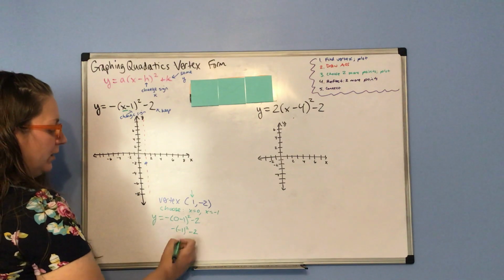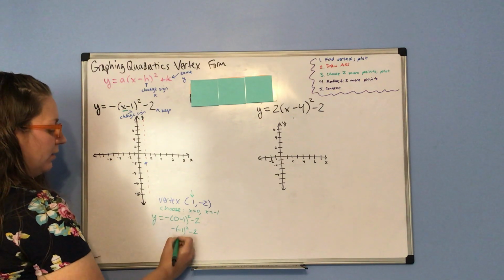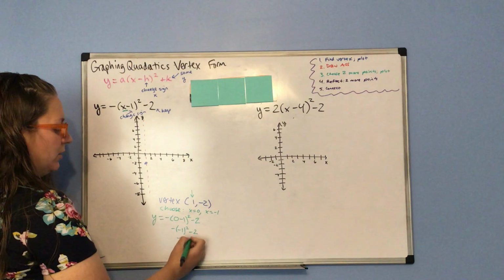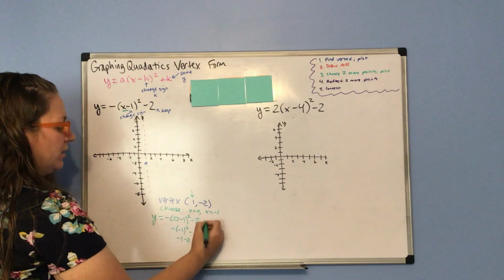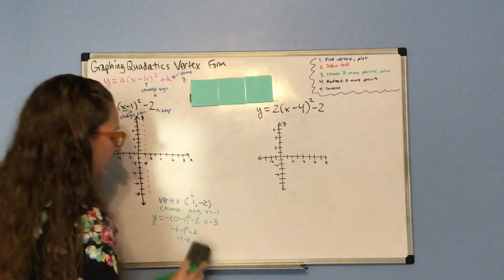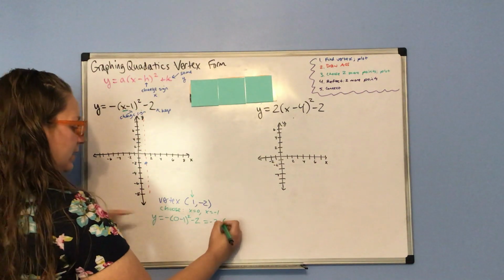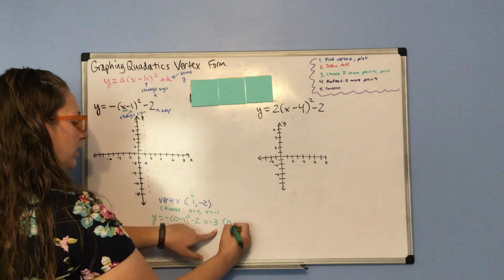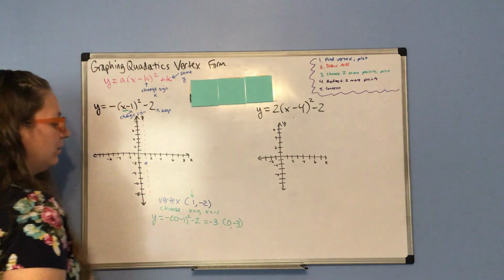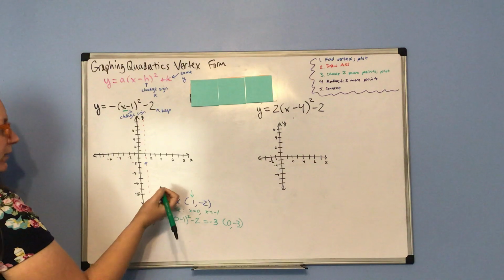Negative 1 times negative 1 is positive 1, but then this negative makes it a negative. Minus 2, negative 1 minus 2 gives me negative 3. So that means one of the points on my graph is the x I plugged in, which was 0, the y I got as a result, which was -3. Let's go ahead and graph that.